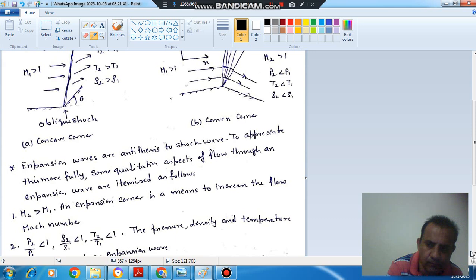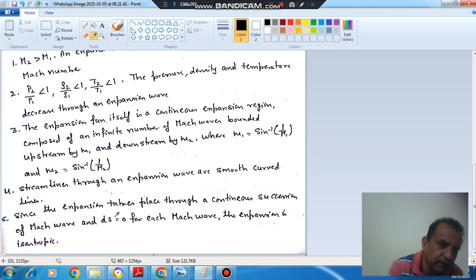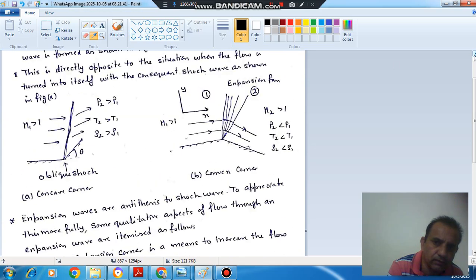So the next quality: these are also qualities. The fourth quality is that streamlines through an expansion wave are smooth curved lines. And the fifth quality is, since the expansion takes place through a continuous succession of Mach waves and ds is equal to 0, for each Mach wave the expansion is isentropic. So here for each Mach wave the expansion is continuous and isentropic.